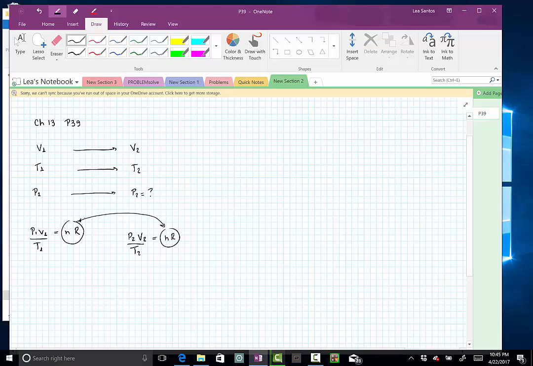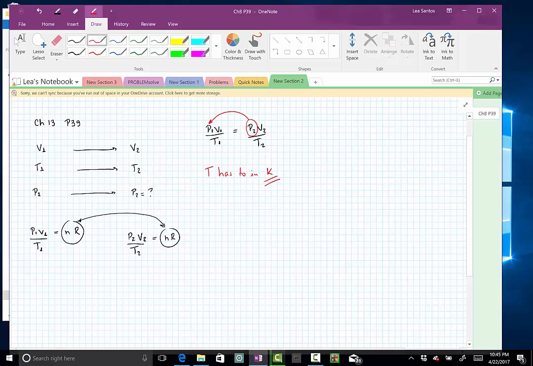This is constant, so this and this are just the same. So I can just play with this ratio. I have P1 V1 divided by T1 is equal to P2 V2 divided by T2. From this we are going to find this new P2, in which unit? The same unit that we are using for P1. What we have to be careful about is that the temperature has to be in Kelvin. Do not keep it in Celsius.